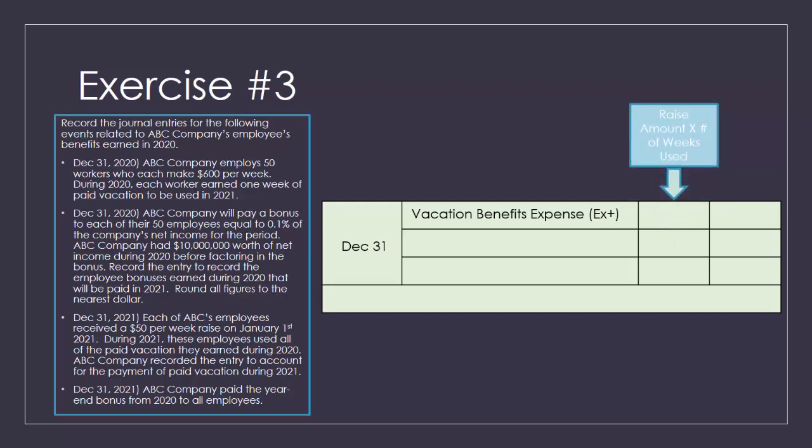We're going to take the amount of raise each employee got, in this case 50, and multiply it by the number of weeks used. Our employees, it tells us in here, used all of the vacation that they earned during 2020. If we remember from our first entry, we had 50 employees who earned 1 week apiece, which means they used 50 weeks. So 50 weeks times $50 per week is going to be $2,500 extra dollars in vacation benefits expense we have to put on our books because our employees got a raise in this period from the last.